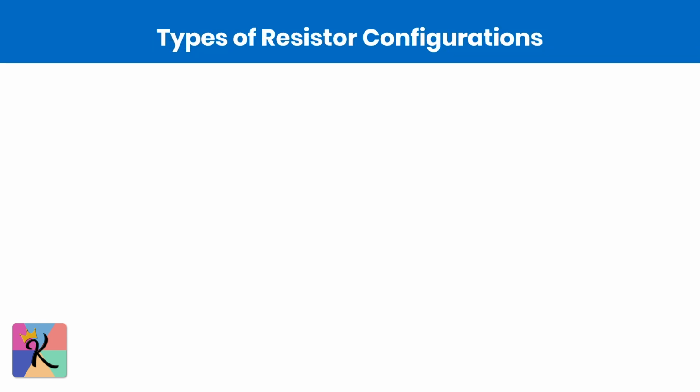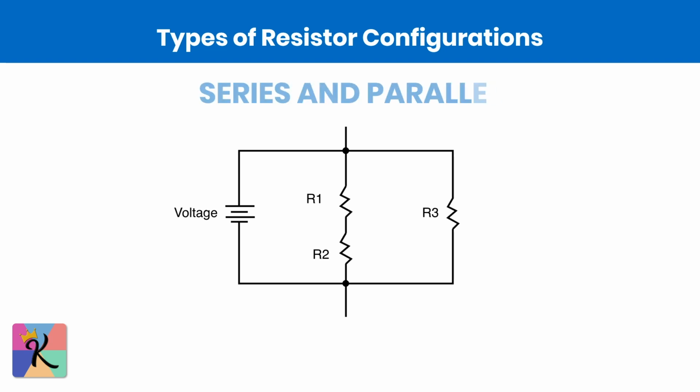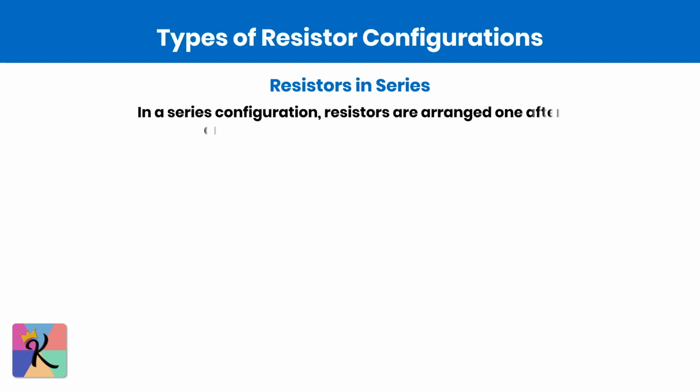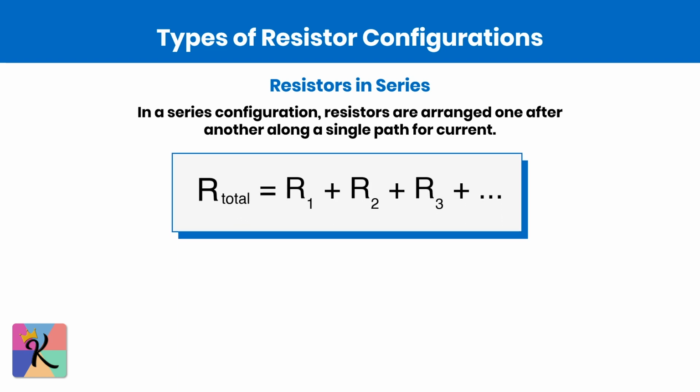Types of resistor configurations. Electric circuits often combine resistors, and their arrangement matters. Let's explore the two common configurations: series and parallel. In a series configuration, resistors are arranged one after another along a single path for current. The total resistance is simply the sum of all individual resistances.